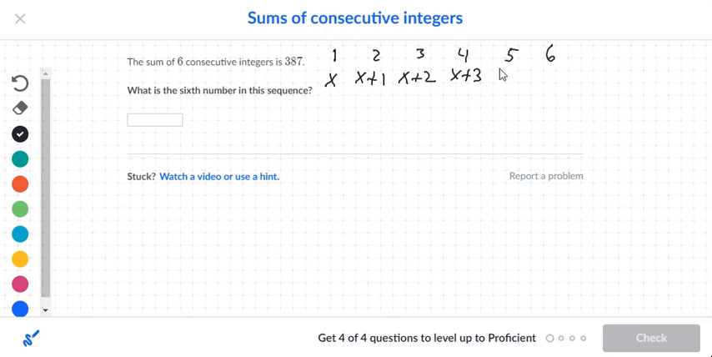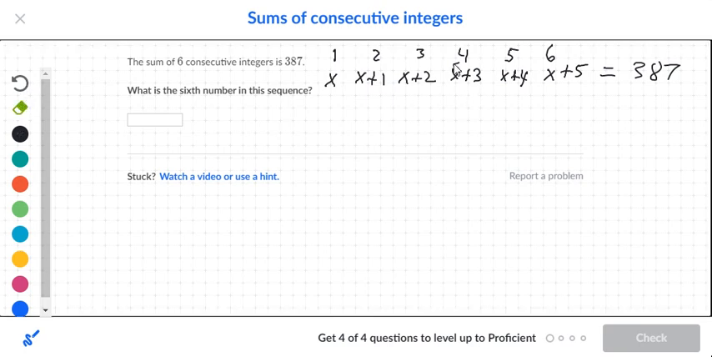And again, we can check that. 1 plus 4 is 5. So we can say x plus 4. And then to get 6, 1 plus 5 is 6. So this is x plus 5. And this is all going to equal 387.